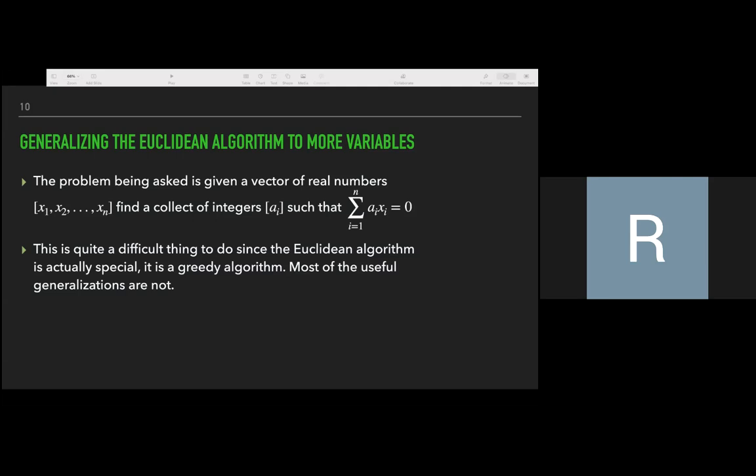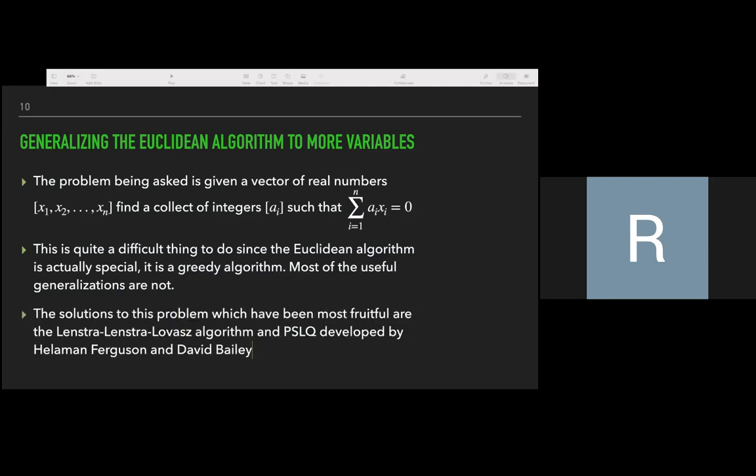And the generalizations we will be looking at aren't greedy algorithms. We're going to be looking at the PSLQ algorithm developed by Helaman Ferguson and David Bailey. And another interesting one is Lenstra-Lenstra-Lovász, but I won't be really talking about the implementation much. I might bring up an example at the end of a number theory application if we have time.